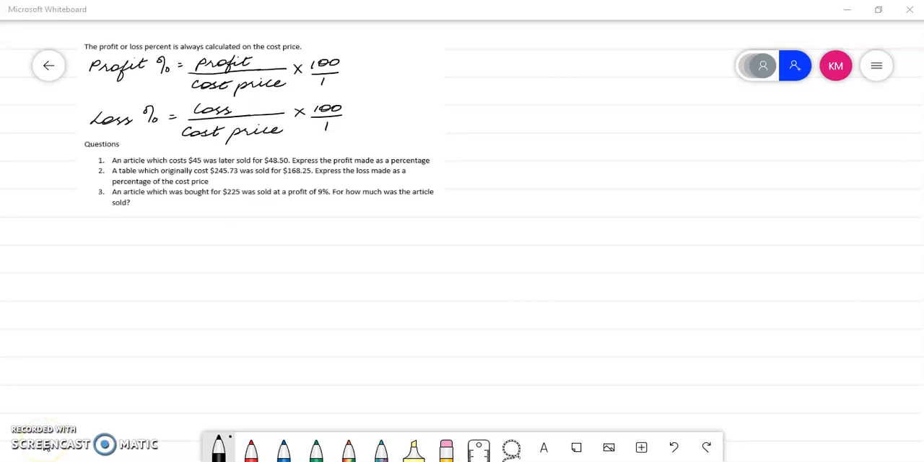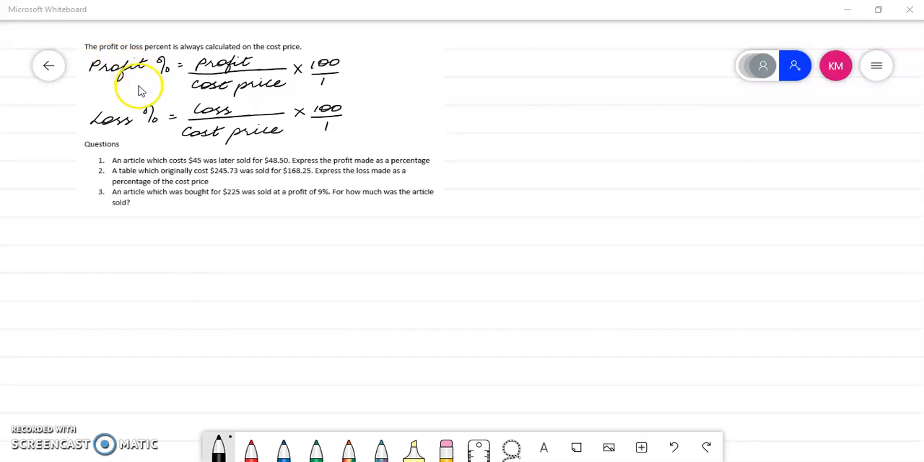In this session, we will be looking at profit percent and loss percent. Now, in the last session, we looked at calculating either cost price, selling price, profit, or loss. Now, a question could also ask you to calculate profit percent as well as loss percent, and here you are seeing that the profit or loss percent is always calculated on the cost price.